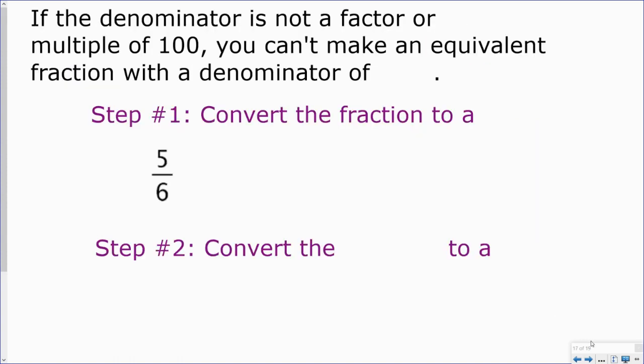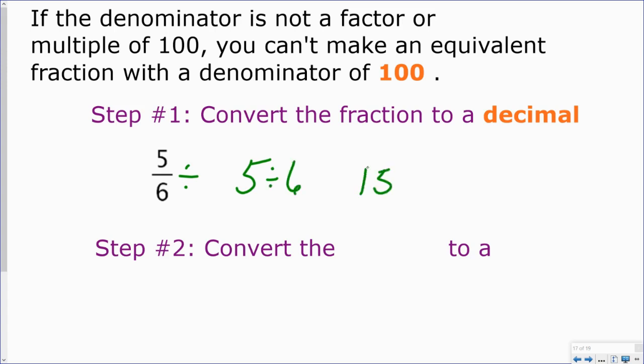If the denominator is not a factor or multiple of 100, you cannot make an equivalent fraction with the denominator of 100. So in that case, I need to go through 2 steps. Step 1 is to convert the fraction to a decimal. In doing that, I'm going to take my 5/6 and take 5 divided by 6.